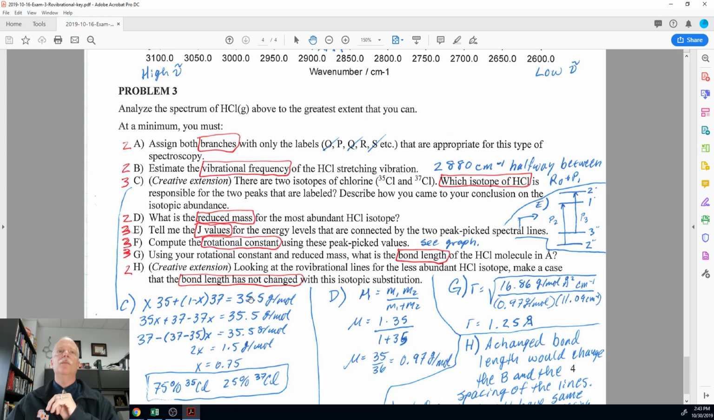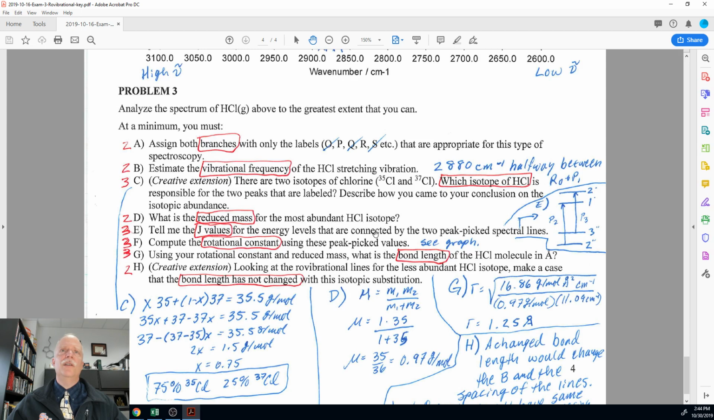Okay, so this is going to be the HCl35 that we're dealing with, and that will help us when we do the reduced mass. So what's the reduced mass for the most abundant HCl isotope? For a diatomic, this is the reduced mass equation. And so we have 1 times 35 over 1 plus 35, or 35 over 36, which is 0.97 grams per mole.